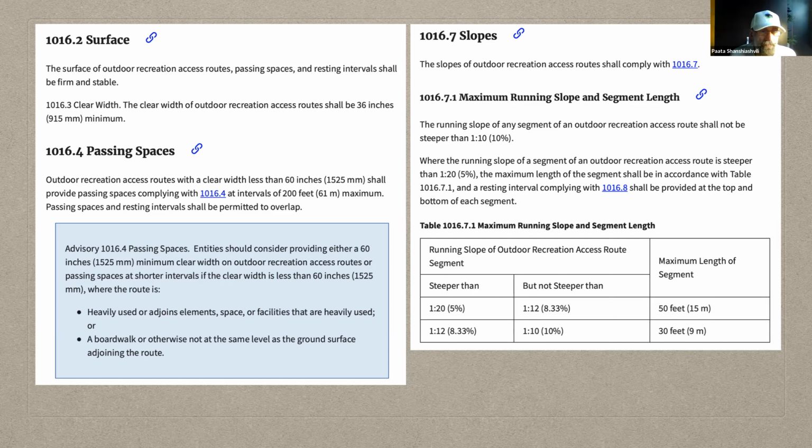Thank you, Larry. We're good. Thank you, Larry. My question relates to mostly the same thing, but this is kind of regulation for running slope, right? I guess people like to run there. Running slope and segment. Okay, that's okay.